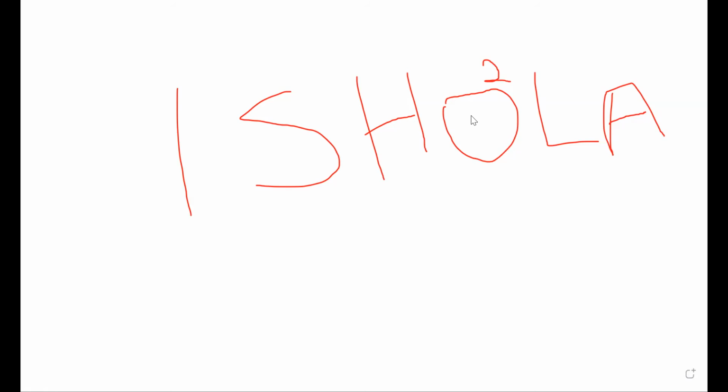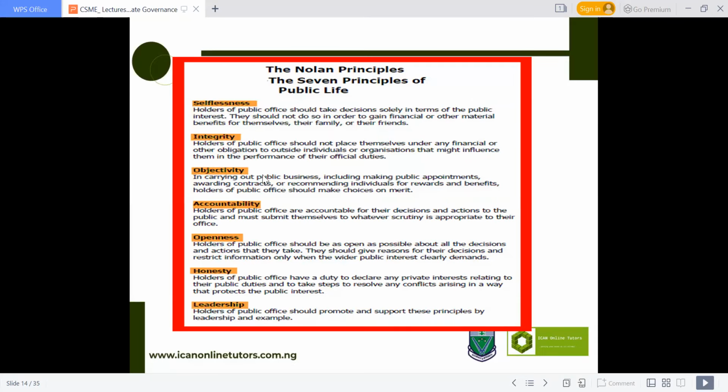And the L is for leadership, and A is accountability. I is integrity. We have selflessness, honesty, openness, and we also have objectivity. We have leadership, and we also have accountability. So these are the principles of public life: selflessness, integrity, objectivity, accountability, openness, honesty, and leadership.